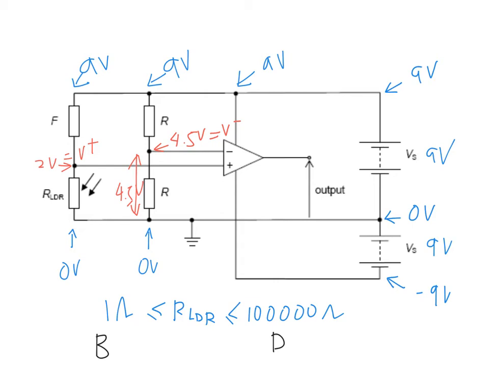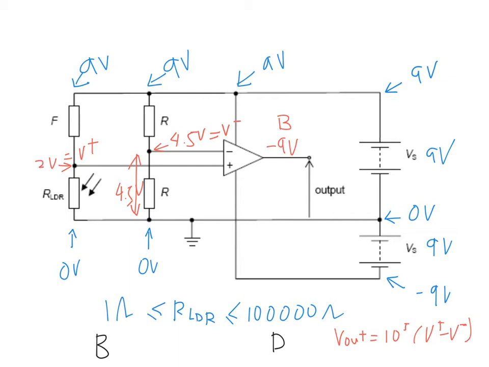And the output for a comparator, remember the formula? If it's DC, it's 10 to the power 5 gain times (V plus minus V minus), right? So you will notice that if you substitute your V plus as 2 and V minus as 4.5, you get positive or negative? So you get negative saturated. So you don't have to show any calculation. You say the output is negative 9 volts. So this is when it is bright.